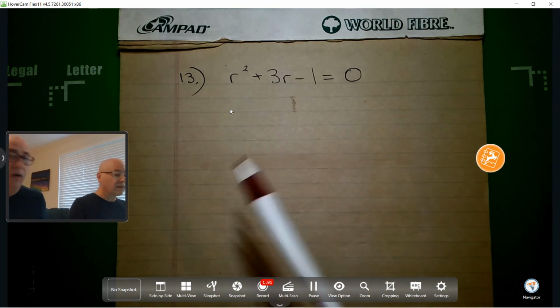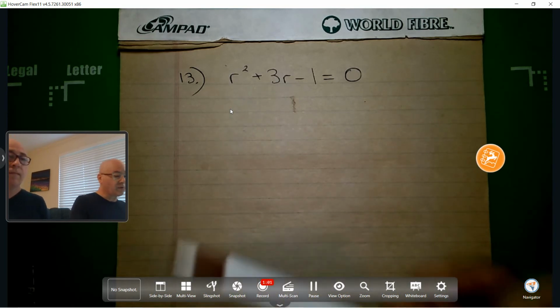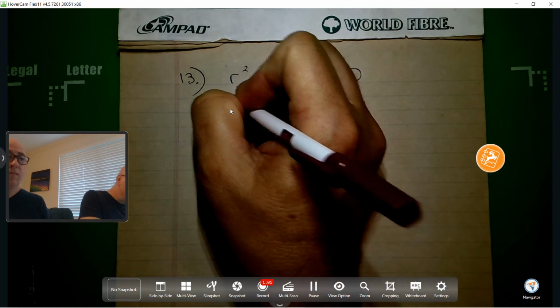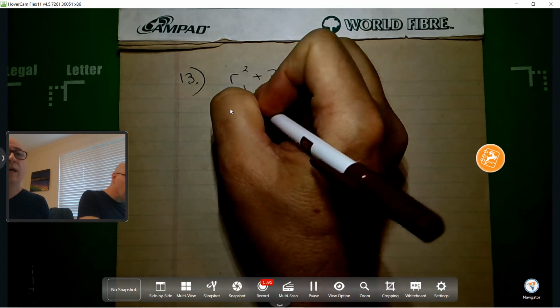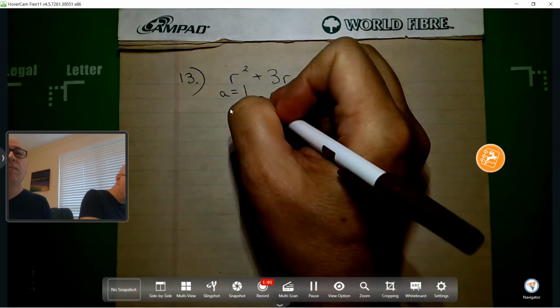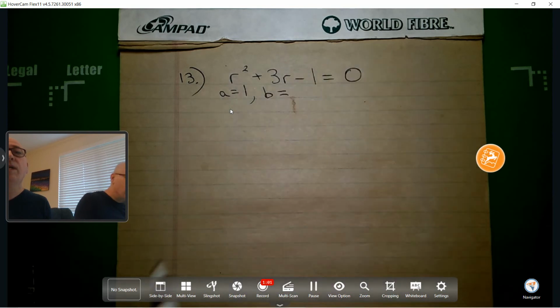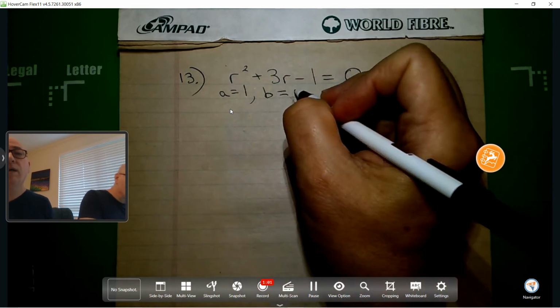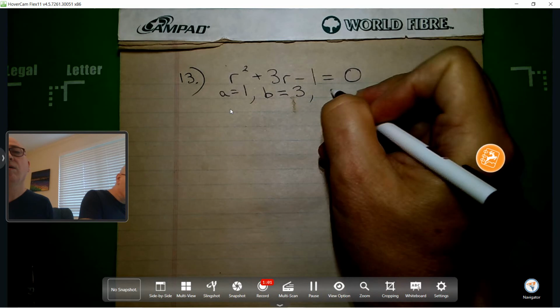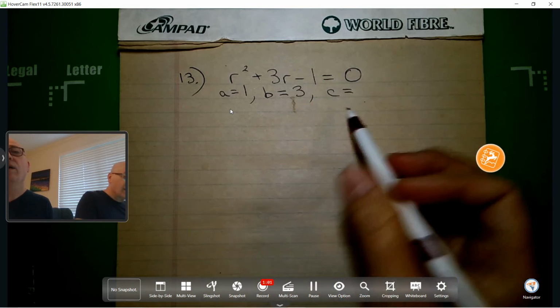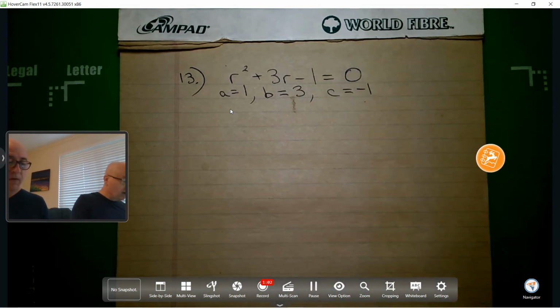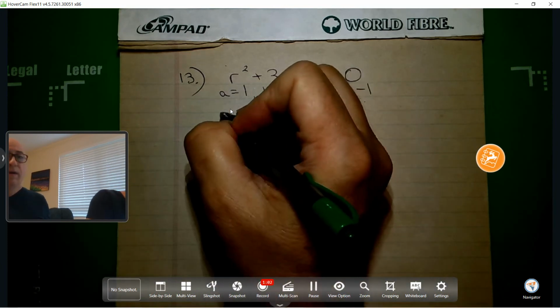I'll do it. Let's identify our a, b, and c first. a is equal to 1, the number in front of r squared. b is equal to 3. b is positive. And c is negative 1. I agree. Rewriting the quadratic formula.